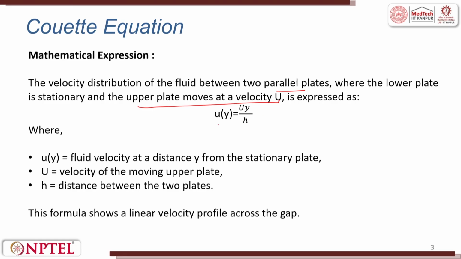This is given by u(y), the fluid velocity at a distance y from the stationary plate. It is equal to U y by h, where U is the velocity of the moving upper plate, h is the distance between the two plates, and the velocity is being taken at a distance y from the stationary plate. So this formula shows a linear velocity profile across the gap.